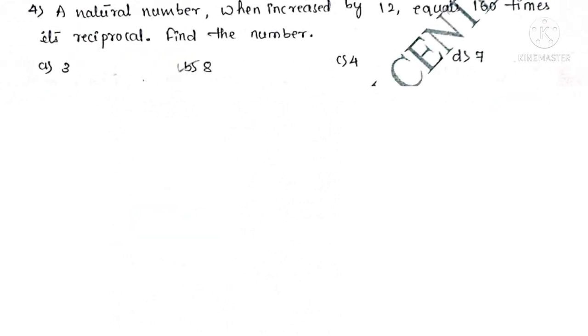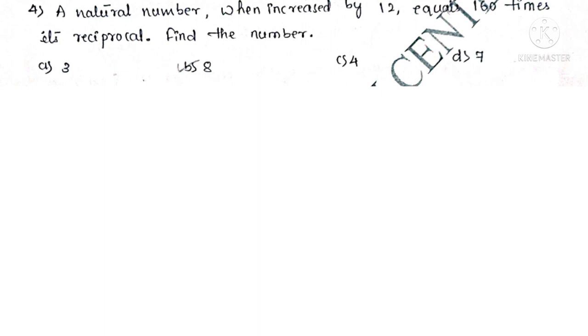Now, consider the fourth problem. A natural number when increased by 12 is equal to 160 times its reciprocal. Find the number. Option A 3, option B 8, option C 4, option D 7. So here they have given a natural number. That number is increased by 12. That is nothing but the number is added by 12, that will be equal to 160 times its reciprocal.